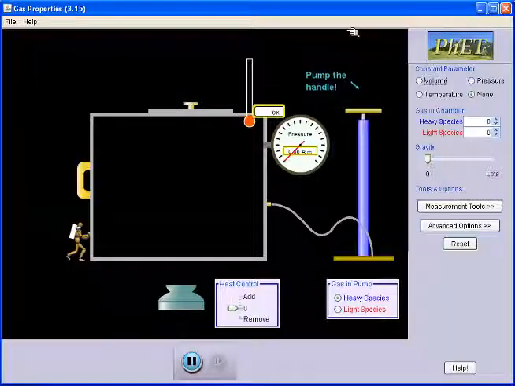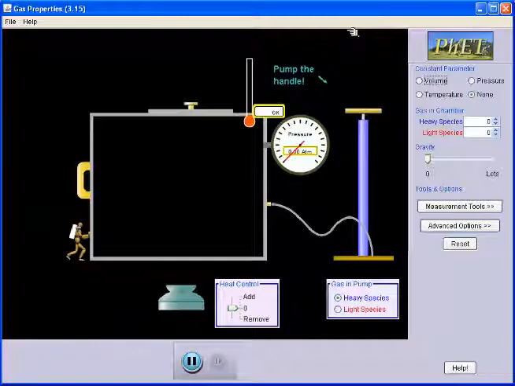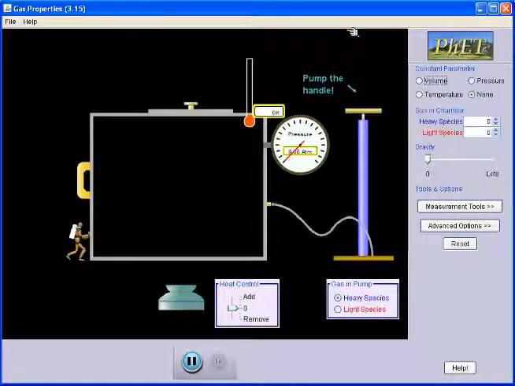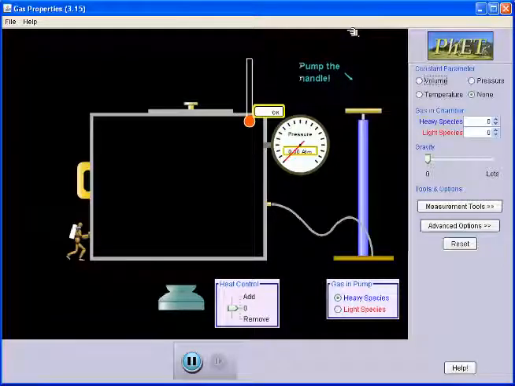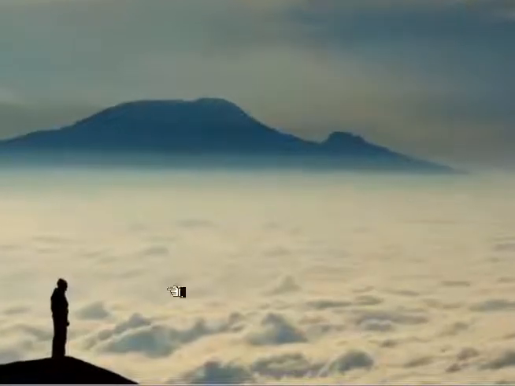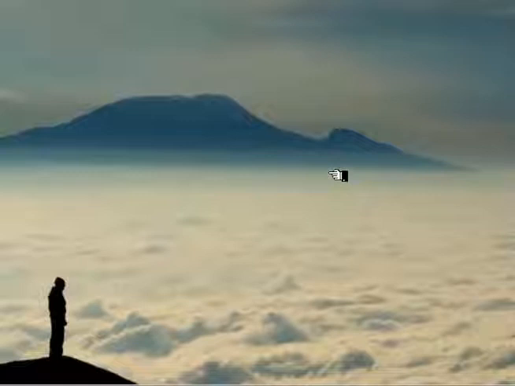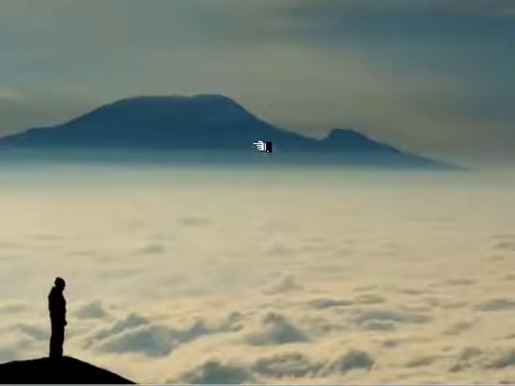Hello physical science students, in this short video I will show you how we can use the PhET simulation on gas properties to simulate atmospheric pressures, specifically the differences with height. You probably know that high up in the mountains the air is thinner because it is not as dense as down where people normally live, and so the atmospheric pressure high up in the mountains is smaller.